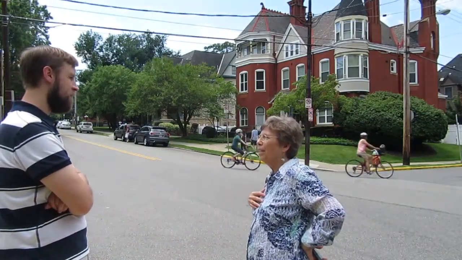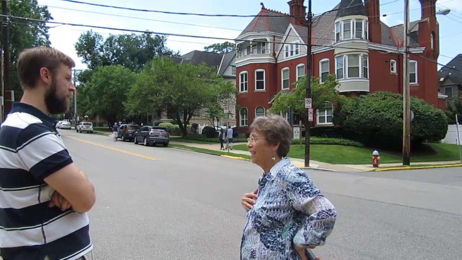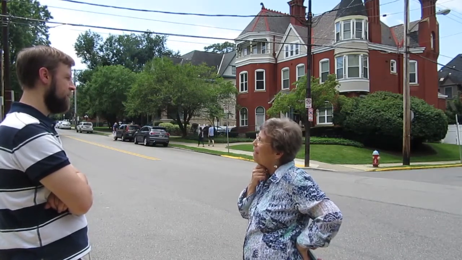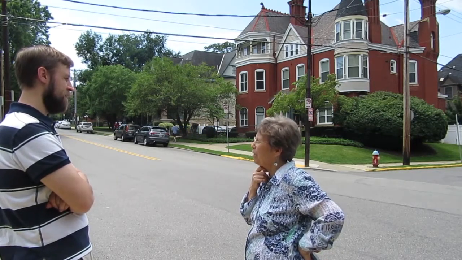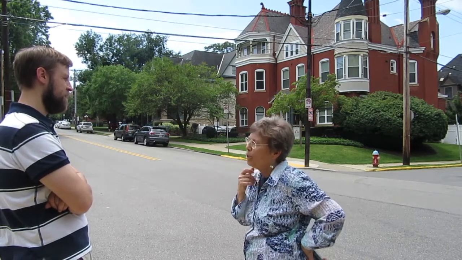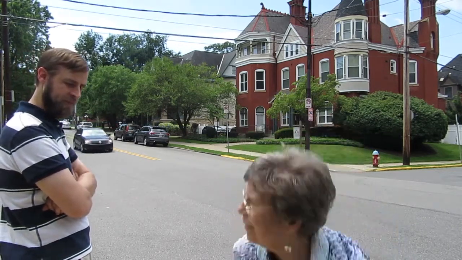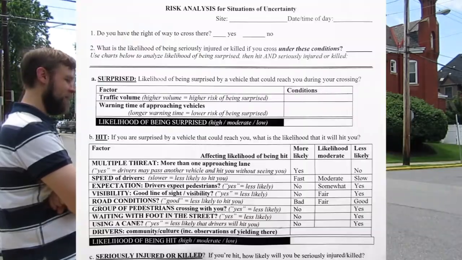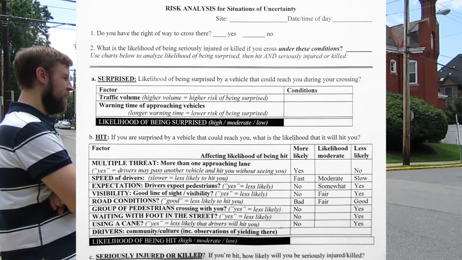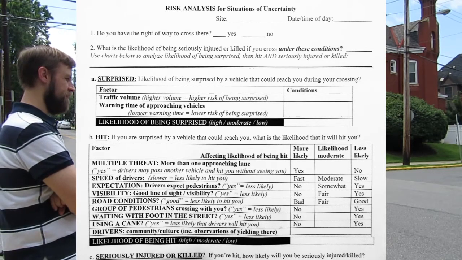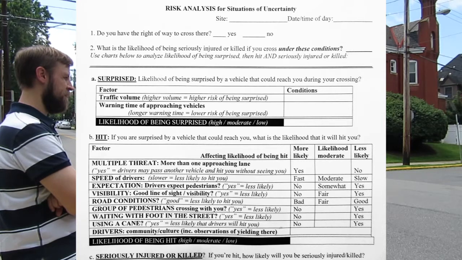Now we're going to talk about safety. The definition we're going to use of safe is the risk is acceptable. So we're going to find out, is the risk of crossing here acceptable? We're going to use a little checklist here. Analyze what is the risk of crossing here when we know we're in a situation of uncertainty. First of all, do you have the right of way here? We'll talk about that in a minute. And then, what are the chances that you're going to be seriously injured or killed crossing here when we know it's a situation of uncertainty?